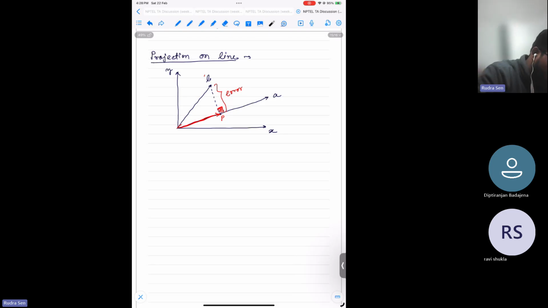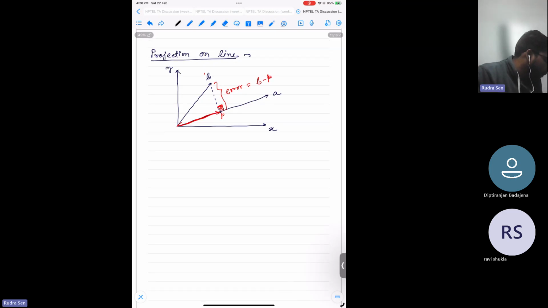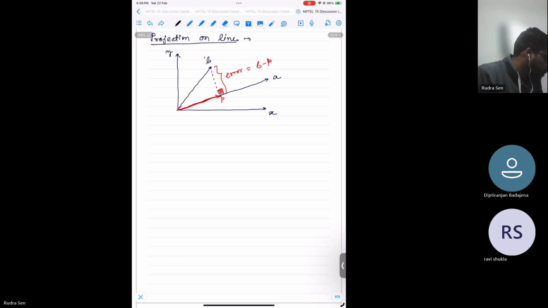So this is basically the error term. How is this error defined? This is basically B minus P, this small p. I'm calling it the E vector. As you can see, that error is perpendicular to A, right?